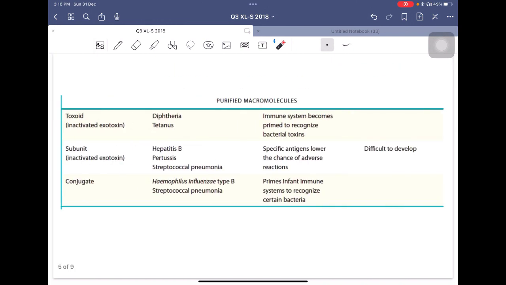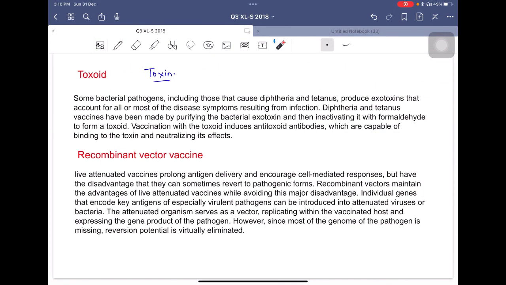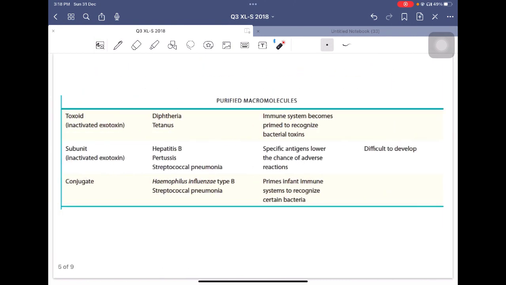Also, the specific antigens lower the chance of any adverse reactions, because it is only a polysaccharide that is introduced into our body. So it should not cause any adverse reactions, but it is difficult to develop. And the last one is the conjugate vaccine. Conjugate vaccines are a conjugate of two types of pathogens, and it primes the infant immune system to recognize certain bacteria.